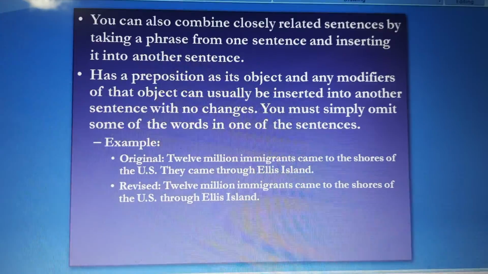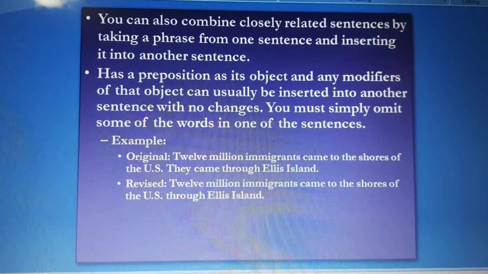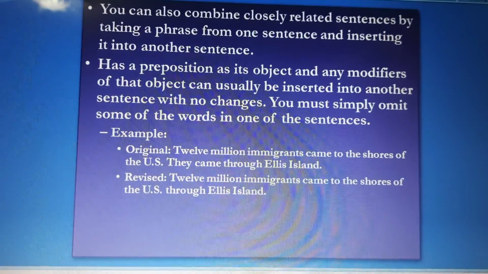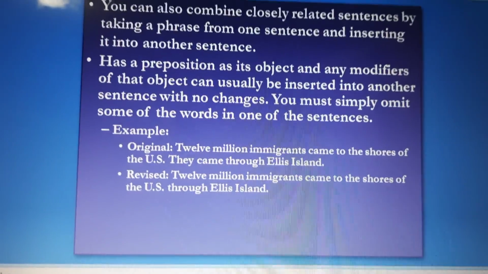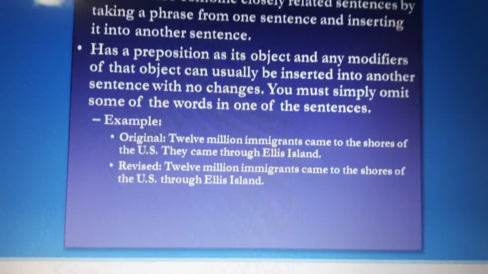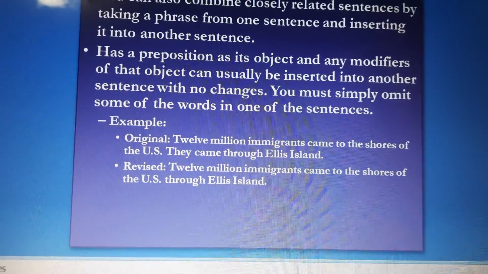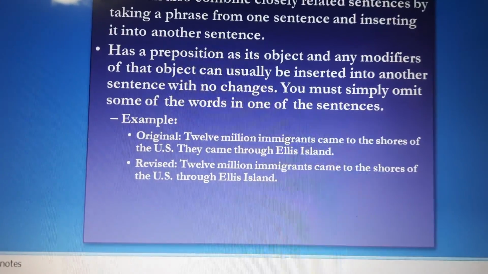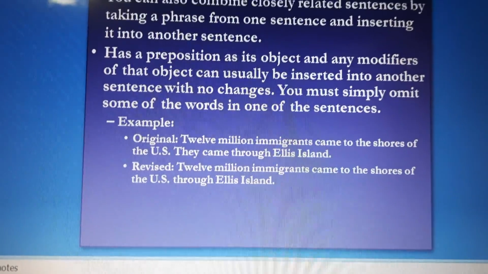Original: 12 million immigrants came to the shores of the U.S. Period. We're done. They came through Ellis Island. Do you see? Okay, so revised: 12 million immigrants came to the shores of the U.S. through Ellis Island. That's it, okay? As you can see, the second sentence is much better, okay?